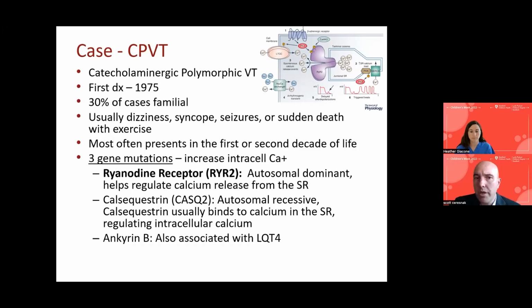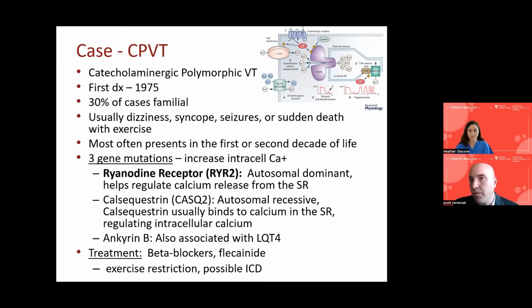So there are really 3 gene mutations. The most common is the ryanodine receptor mutation. What this does is it causes an increase in intracellular calcium, which leads to arrhythmias, typically with exertion, exercise, or adrenaline situations. The treatment for this is beta blockers. This is really the mainstay of therapy, and it works really well to help prevent episodes of sudden death. Other medications can help as well, such as flecainide. These patients, unfortunately, would be exercise restricted because there's significant risk of sudden death with exercise. And in some select patients, we would think about placement of an ICD, or implantable cardioverter defibrillator.